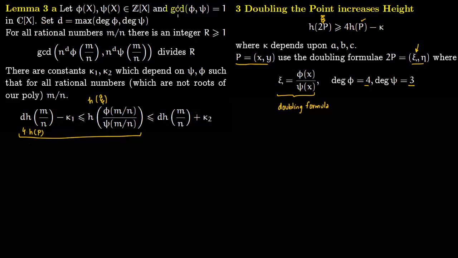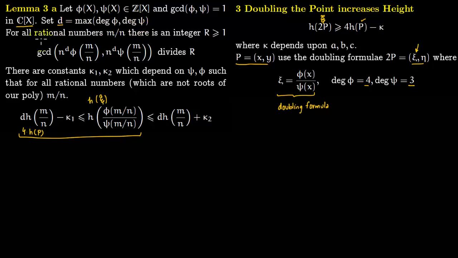Now let us understand what is this result which we want to prove. We want to show that there are two polynomials, phi and psi, and their coefficients are integers, and their greatest common divisor is 1, that is, they are relatively prime to each other. They have no common factors, not only in integers but in the complex case also. Then you set d as the maximum of the degree of phi and the degree of psi.